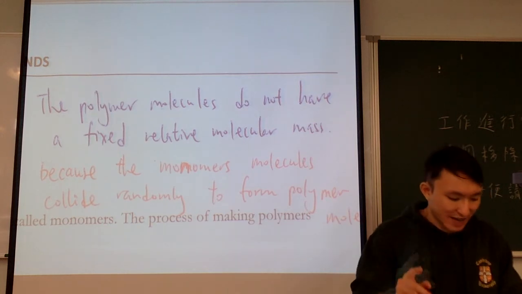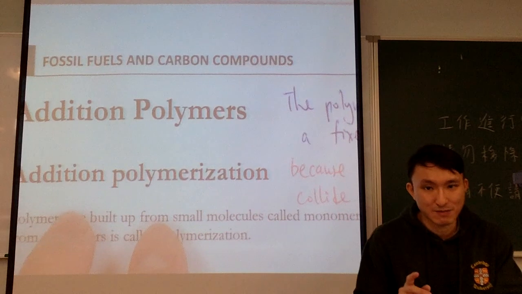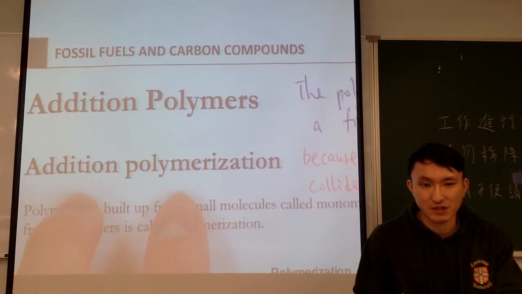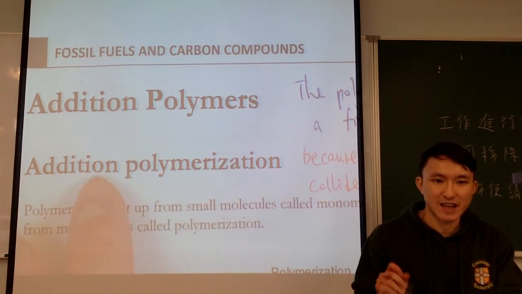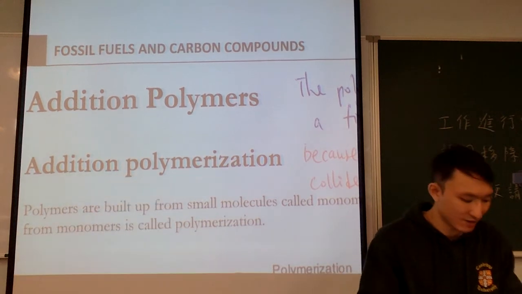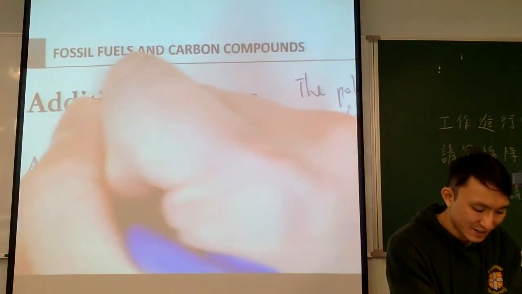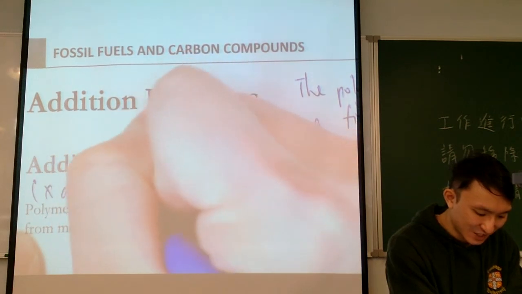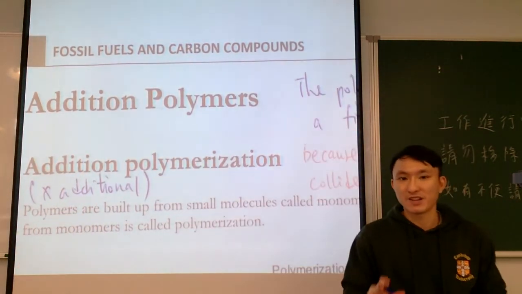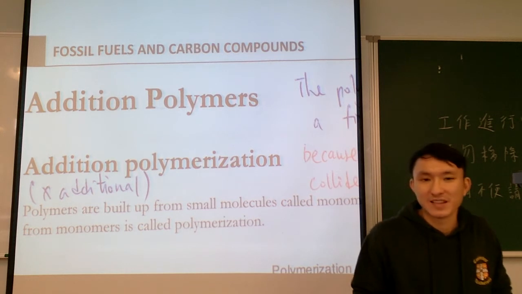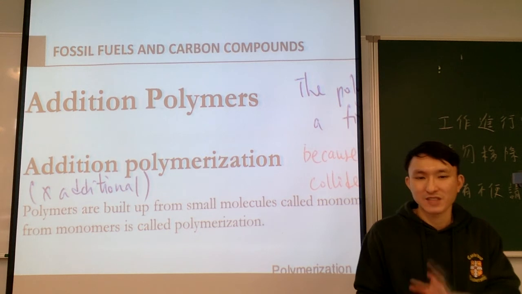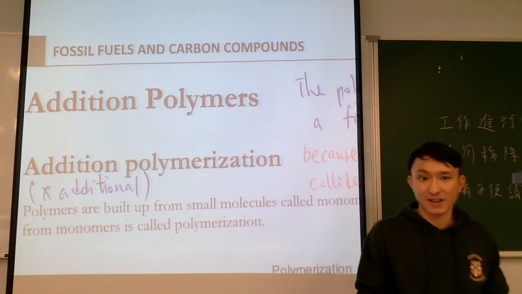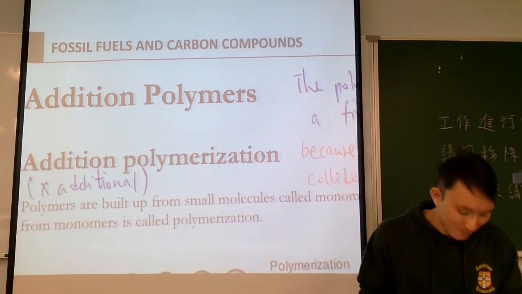Just one more reminder, guys. This is a very common mistake. Sometimes the question asks you to name the type of polymerization. And usually students will spell it as additional polymerization. So please, when you do revision, do not spell it as additional polymerization, because this one must be wrong. It's addition polymerization. Addition polymer. Don't say additional polymerization. Okay? So just bear in mind.